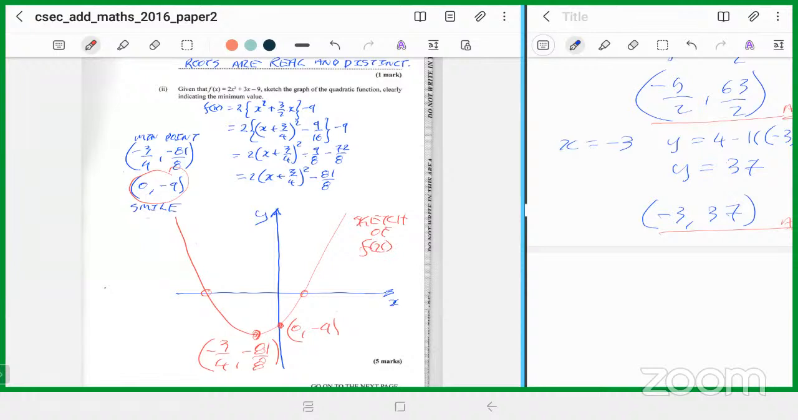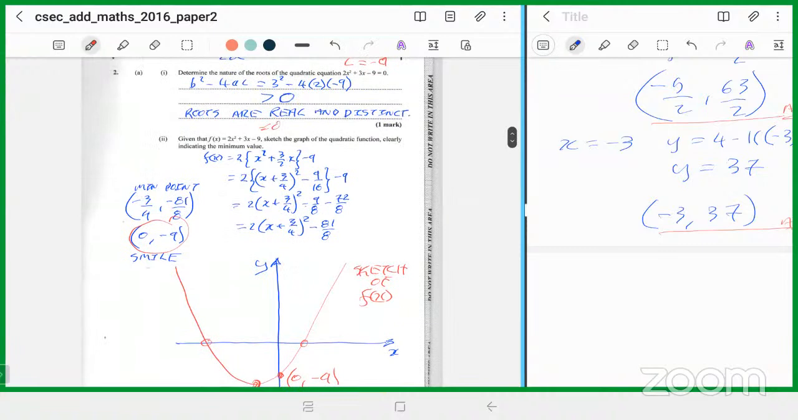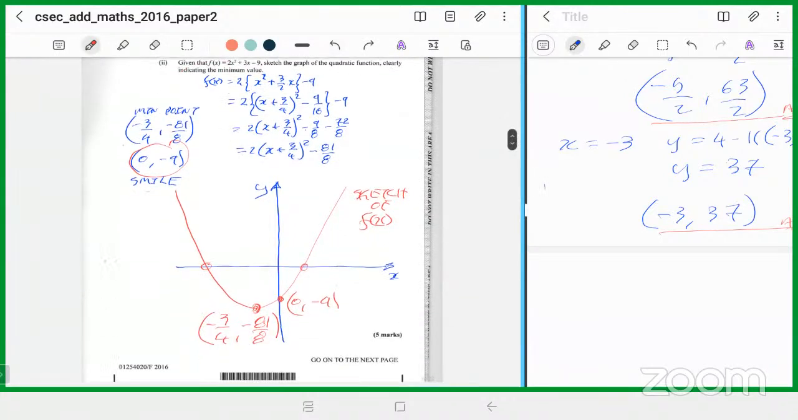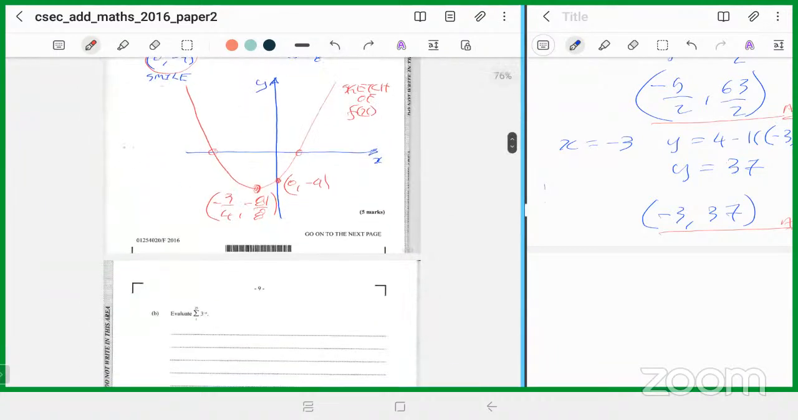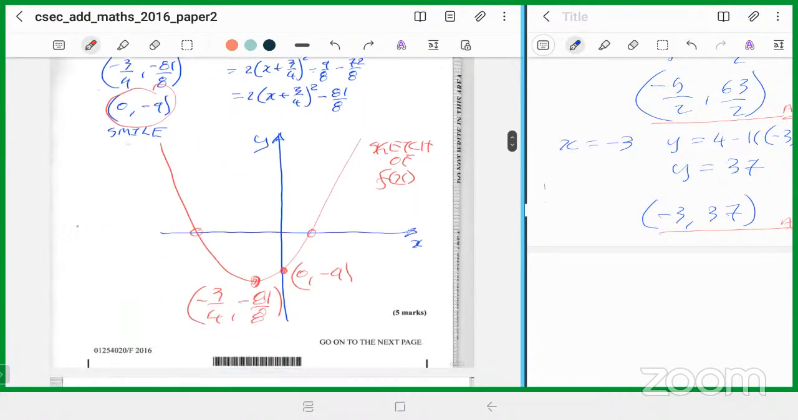If they ask me for the roots, I would have to solve the equation, for example, solve this equals 0, to find the roots. But the question clearly didn't ask for the roots. They wanted only the minimum value. So that is it, that's my sketch. Quadratics, 5 marks to do that. Bang, bang, bang. All right, so that's quadratics on that paper finished.